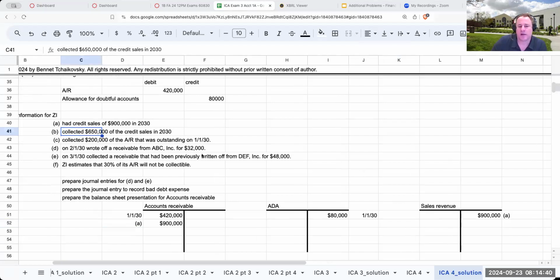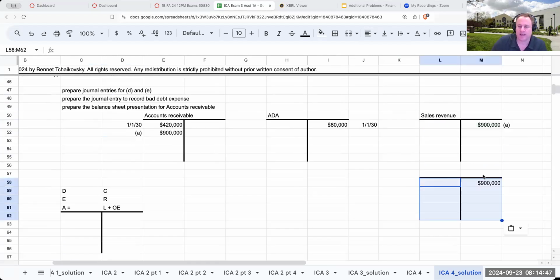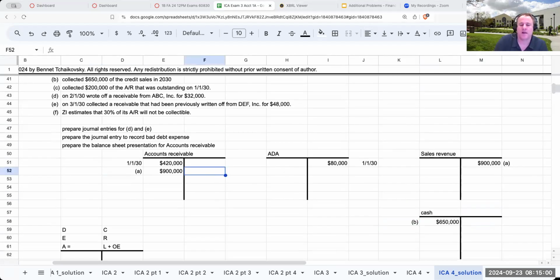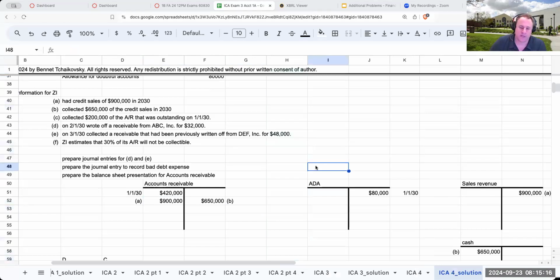Okay, let's go to B. I collected 650,000 of those credit sales. What this means is, if I'm collecting accounts receivable, I collected 650,000. So I'm going to debit cash for 650, and I'm going to credit accounts receivable. Now, on these questions, do you have to be showing sales in cash? The answer is absolutely not. I'm just doing this here because I think as a student, it's better visualization.